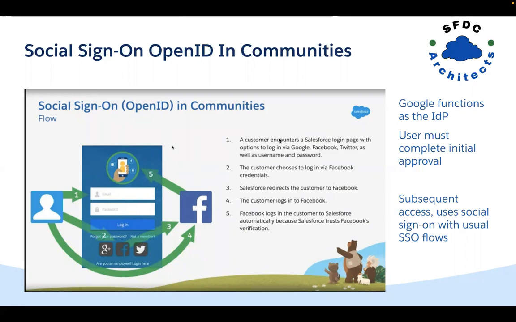So this is the social sign-on flow. The customer goes to the Salesforce login page, and they can see the different ways that they can log in at the bottom. When they choose one of those options, in this scenario Facebook, they leave Salesforce altogether and go to Facebook. Facebook logs them in successfully, and then sends back to Salesforce, yes, this customer is authenticated, and they've given you permission to their information, and now you're able to access the site. So that's the flow. Any questions there?